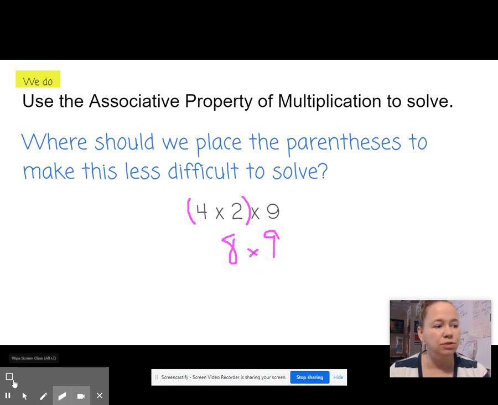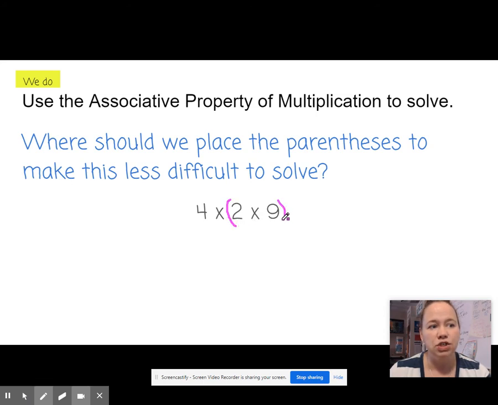But let's say I chose to do it the other way. Let's say I chose to group these two together. Me, me, me. 2 times 9 would be 18. 4 times 18, that's not one of my multiplication facts that I have memorized. So that makes it more difficult to solve. So if I were you, I would group here, like we did in the first place.